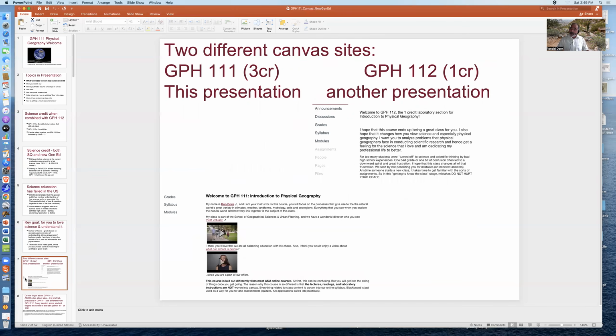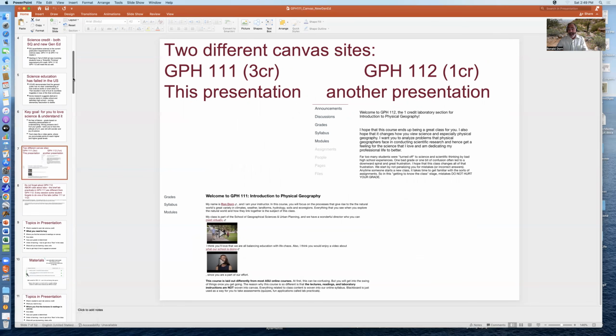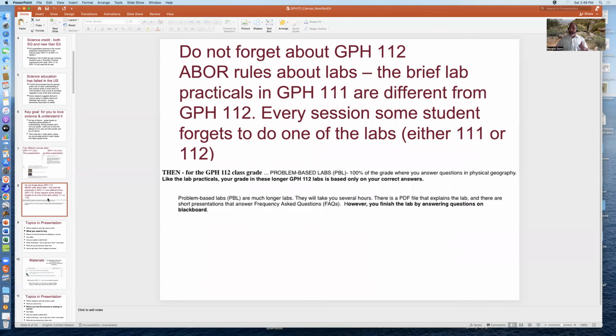So I want to remind you that there are 2 different Canvas sites. The Canvas site that you have for my 111 class in this presentation, and there's a separate Canvas site for the GPH 112, and there's another presentation for that class, whether you're taking it online or in person. But I want you to remember that the GPH 112 lab science class is required by the Arizona Board of Regents, and that we have labs in both 111 and 112.